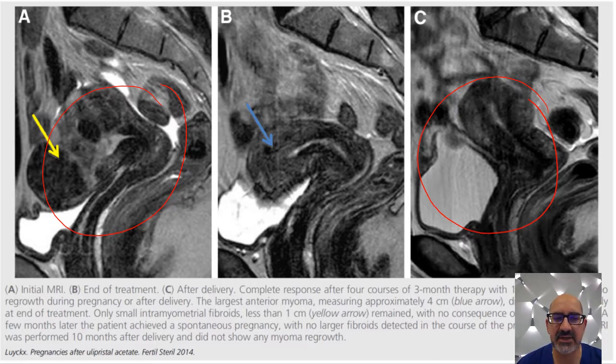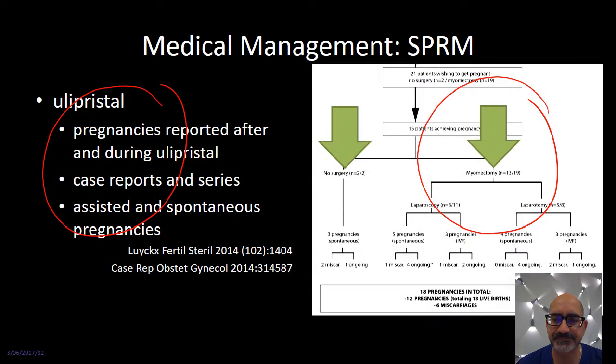And you can see here on the left-hand side a very distorted uterus, and with the management with ulipristal, these shrank quite significantly, and in fact you have a relatively normal looking uterus at the completion of treatment, and this was associated with a spontaneous pregnancy without a myomectomy.